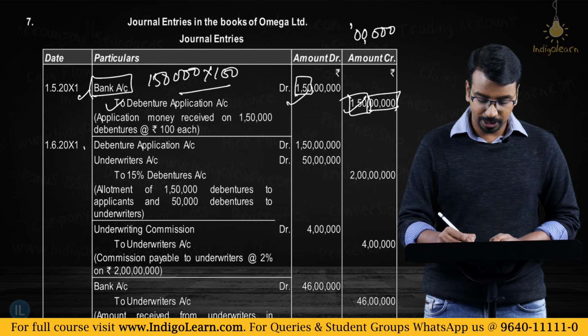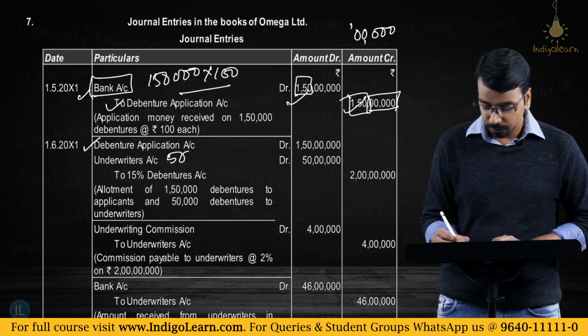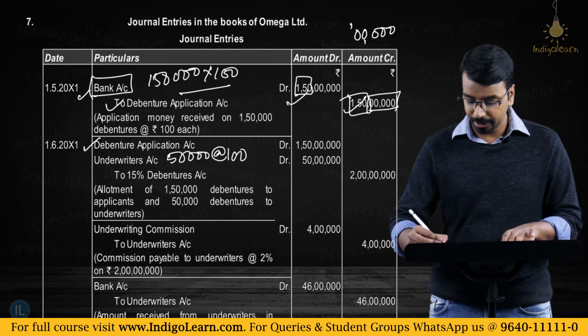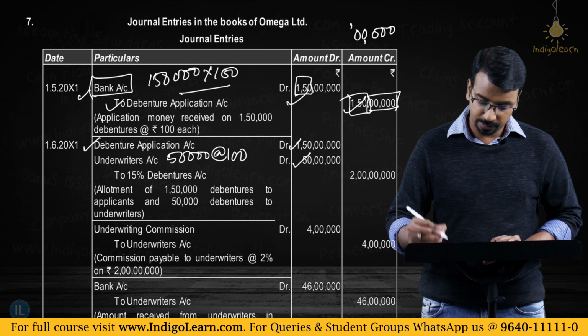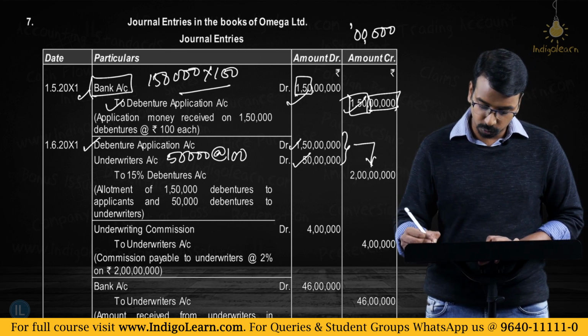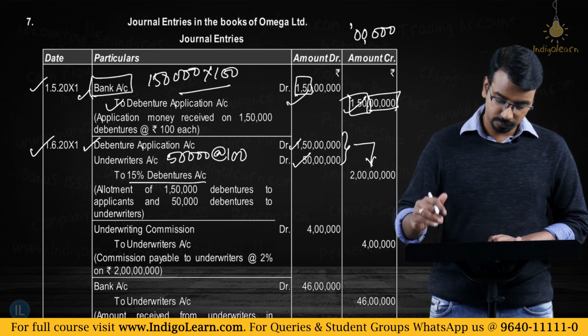On allotment, you will debit debenture application account, and underwriters have to take 50,000 debentures at 100. So 50,000 into 100, 50 lakhs will be debited to underwriters account. You will debit debenture application account by 1 crore 50 lakhs. Both of these will be transferred to debentures account. This is the allotment entry on 1st of June.